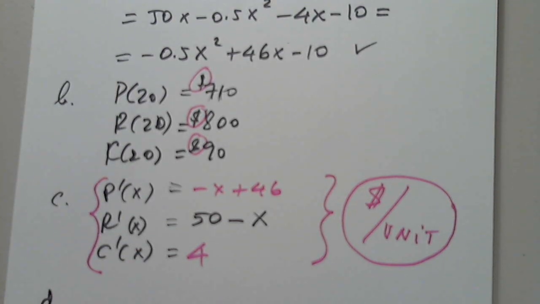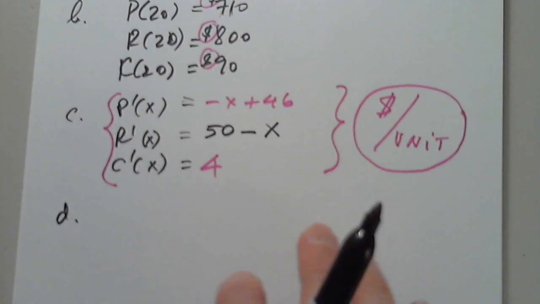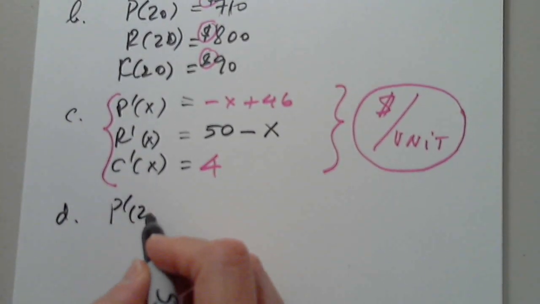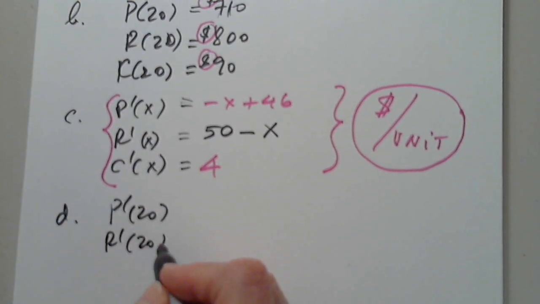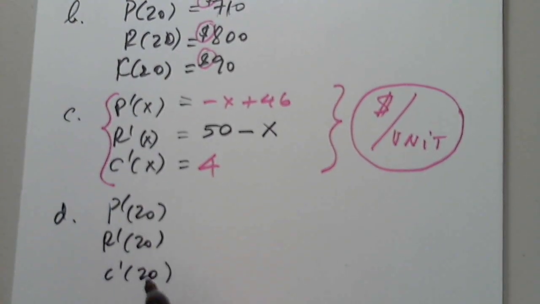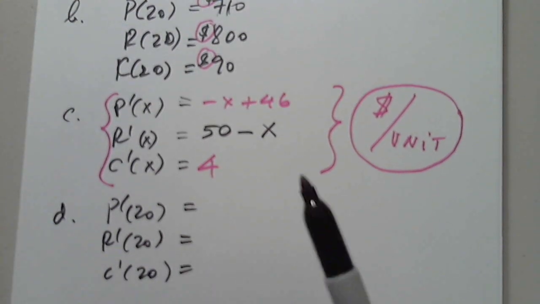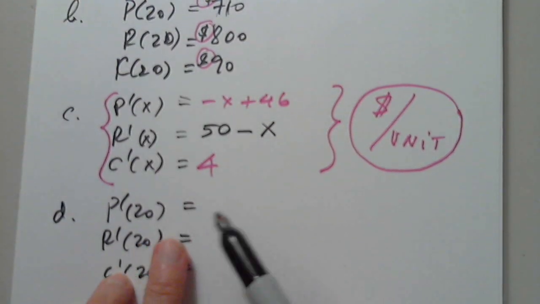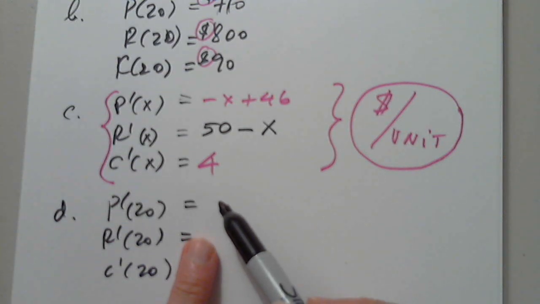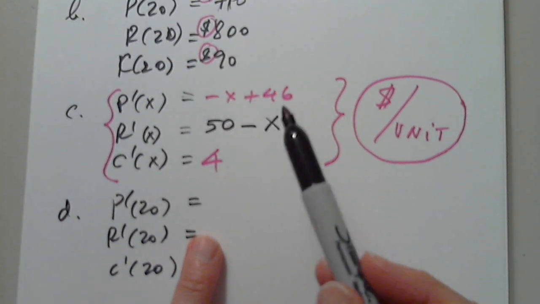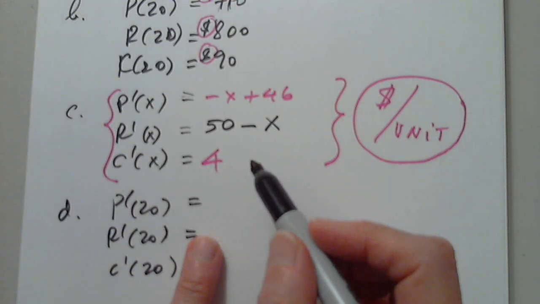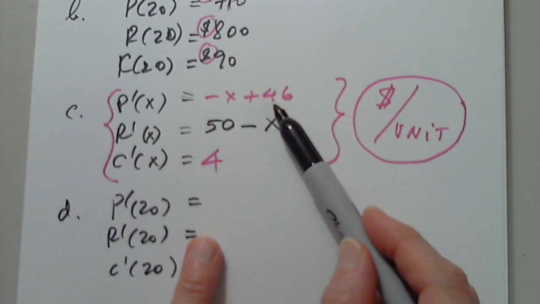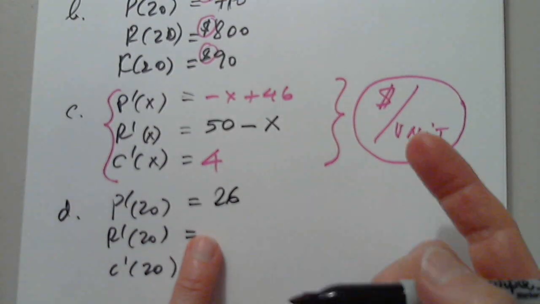Now they want R prime of 20, C prime of 20, and P prime of 20. Good. We don't need a calculator. So P prime of 20, R prime of 20, and C prime of 20. We don't need the calculator for that. P prime of 20. What do I write? Yes, so negative 20 plus 46 is 26. Measurement unit, you already told me.